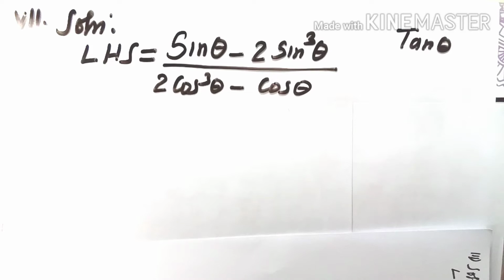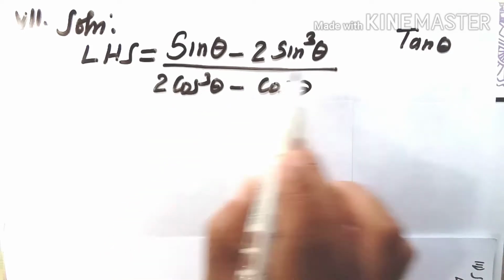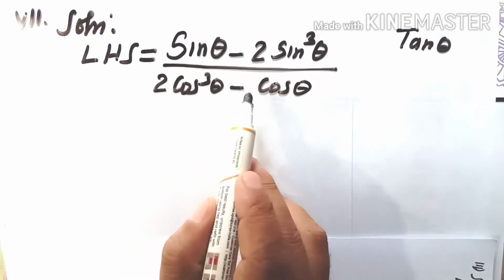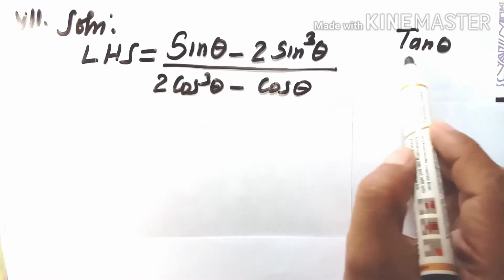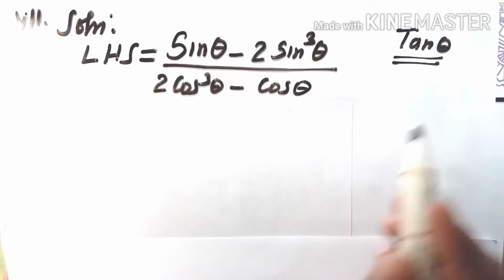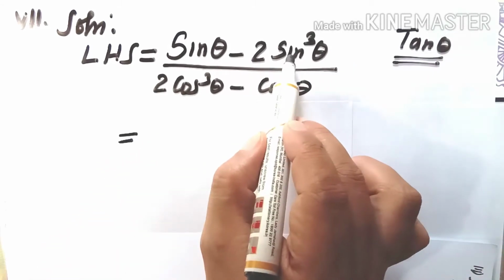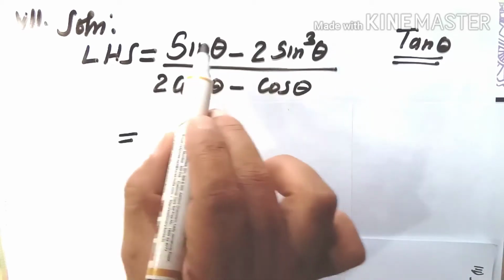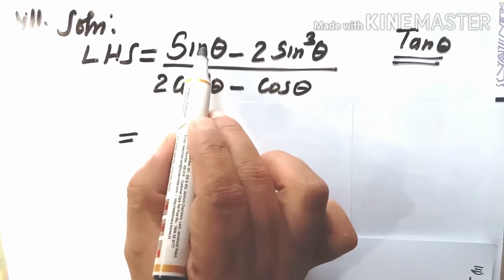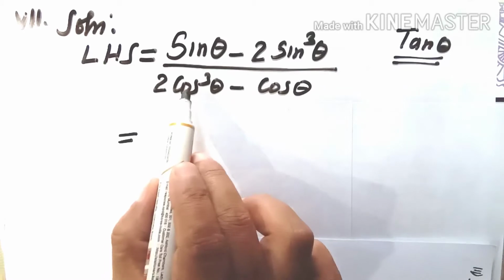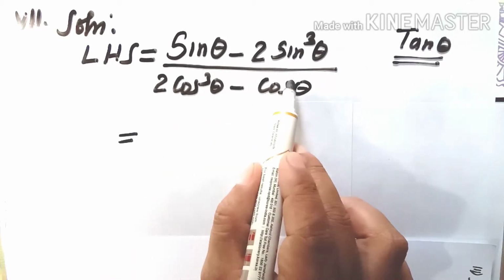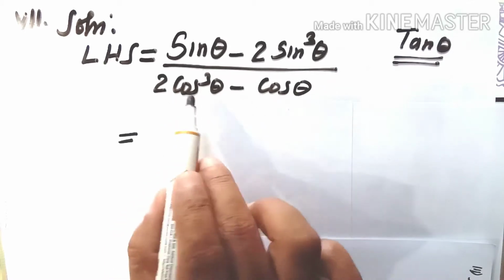Sub question number 7. Left hand side: (sin θ − 2 sin³ θ) divided by (2 cos³ θ − cos θ). And on the right hand side, you'll have to get tan θ. So now, first step: since here sine has power 3 and here only 1, we can't take the identities. Likewise here, cos cube and here only cos 1, so we can't take the algebraic formula.